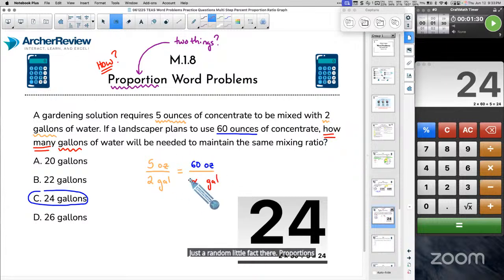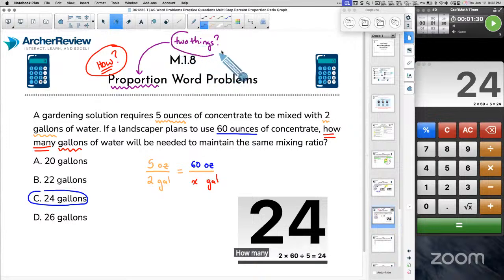Proportions are still your best friend. Look for two things: boys and girls, red marbles, blue marbles, ounces and gallons, pounds and kilograms. I mean, any two things that are getting compared, and then look for that word right there: how. How much, how many, how. It's probably going to be a proportion. So that's M.1.8.